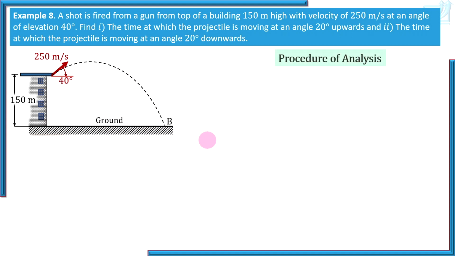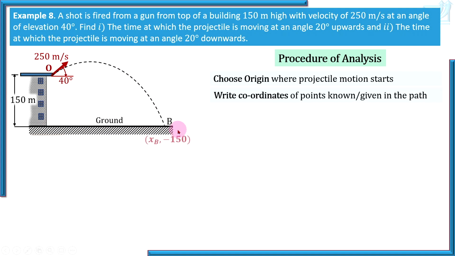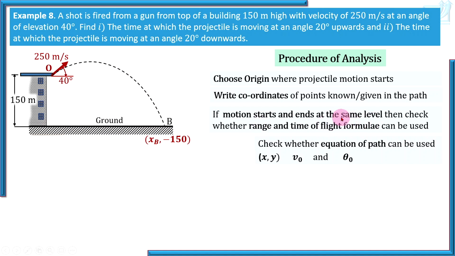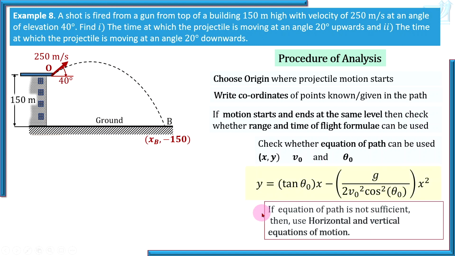Now let's follow the procedure. Choose origin where motion starts, write coordinates of points given in the path, known in the path. Then, if motion starts and ends at the same level, check whether range and time of flight formula can be used. So of course not. Check whether equation of path can be used. No, time is involved here. So we should write equations of motion. So this is how we have taken the decision of using equations of motion. Listen, procedure of analysis keeps you on the right track and fluently you arrive at the final answer. So let's write equations of motion.